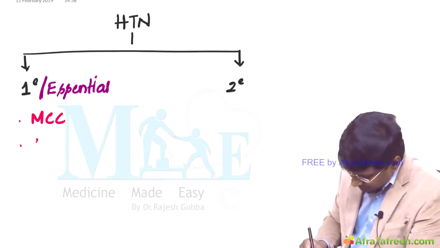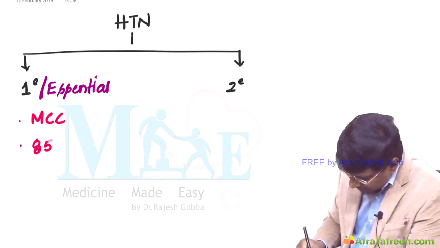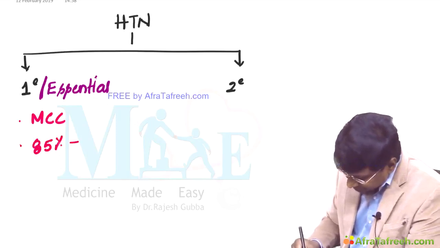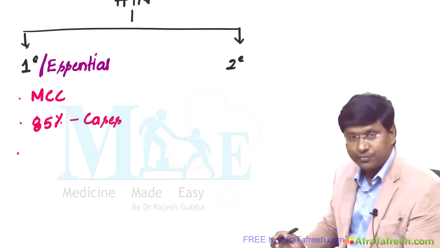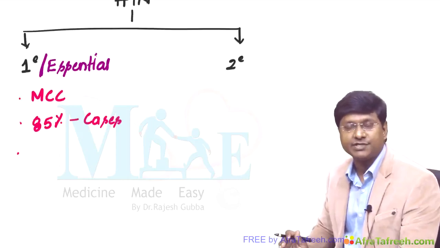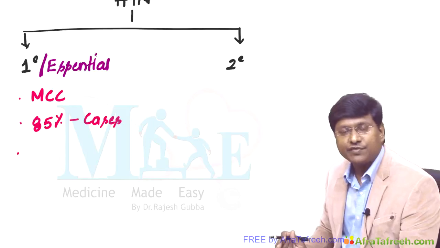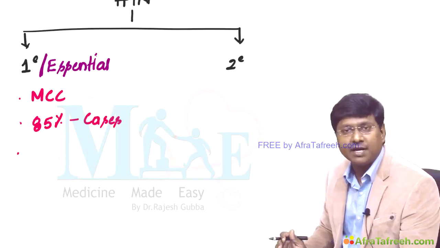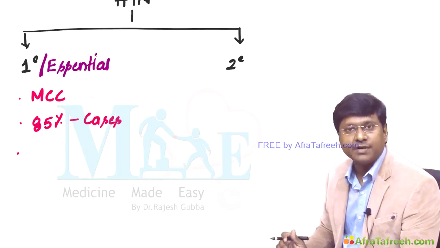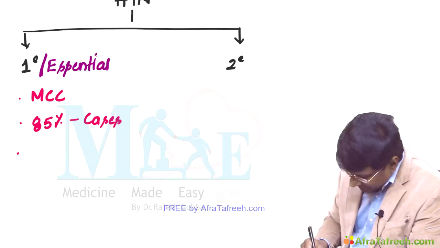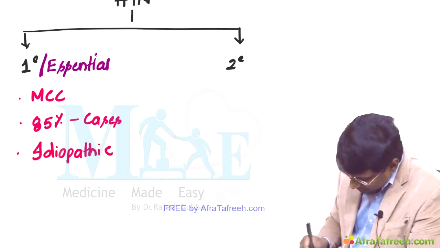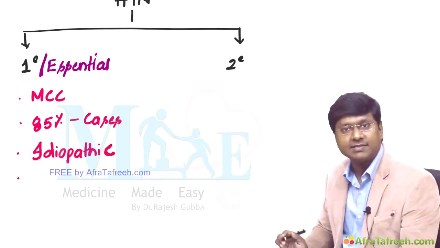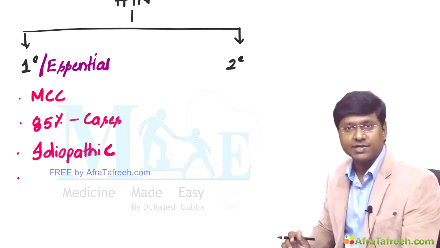Next, this essential hypertension accounts for nearly around 85% of cases. Next, the other important point you should remember in case of primary or essential hypertension is that we don't have any underlying cause. What exactly is the cause for essential hypertension? It is idiopathic. We don't know what exactly is the cause for primary or essential hypertension.